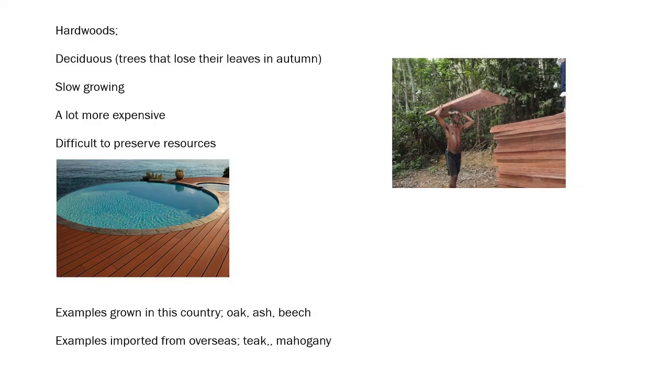So that bit is to do with the properties of it. So we're going to look at some specific examples now. We'll stick with hardwoods first. These come from deciduous trees, so the ones which lose their leaves in the autumn.